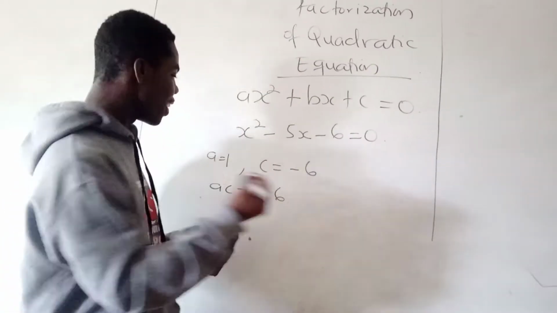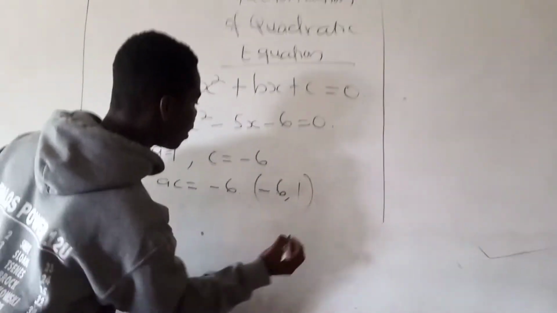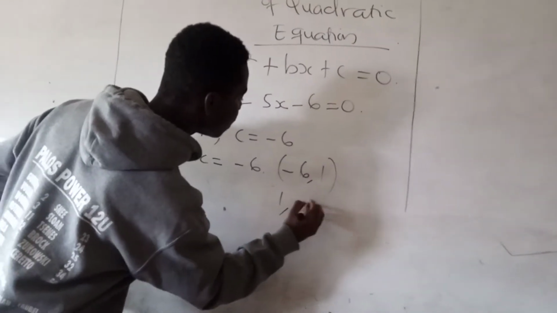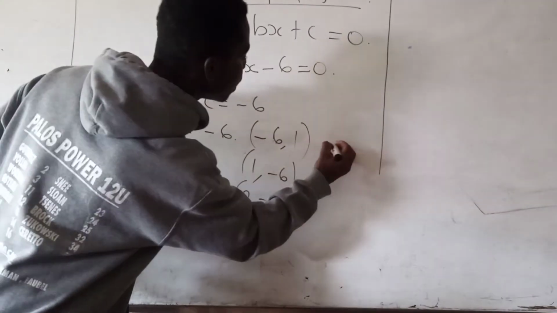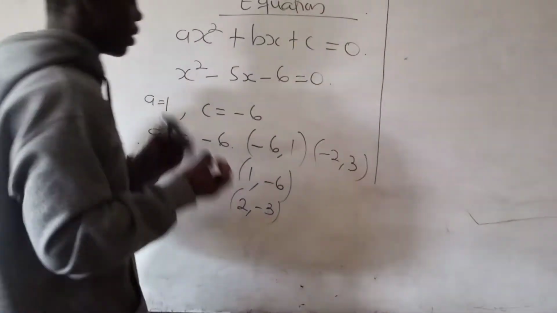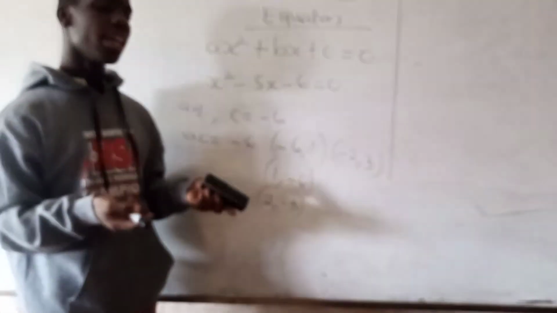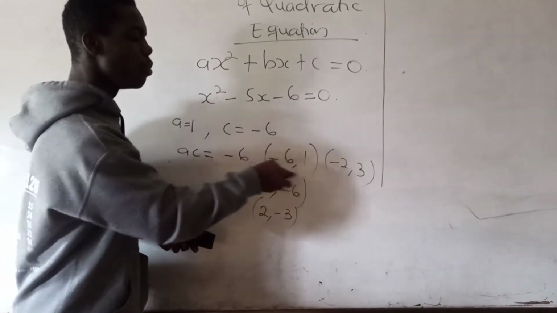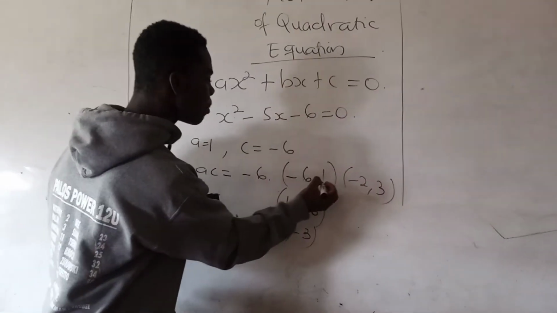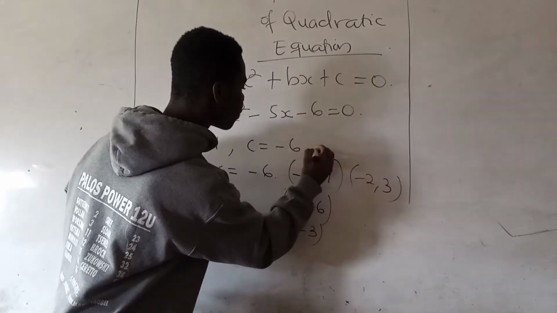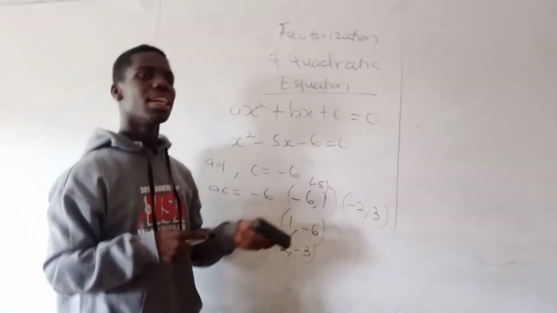So for negative 6, we have negative 6 and 1. We have 1 and negative 6. We have 2 and negative 3. We have negative 2 and 3. So we're going to do our addition to check which of these pairs will give us negative 5. Let's start from here. Negative 6 plus 1 we get what? Negative 5. So meaning that negative 6 and 1 will give us our result.